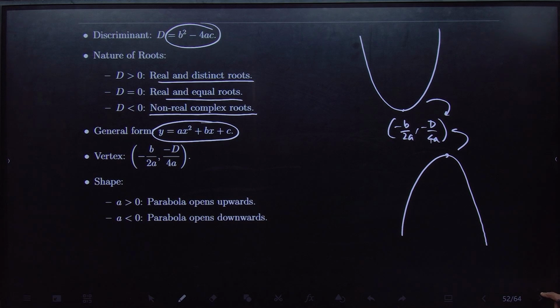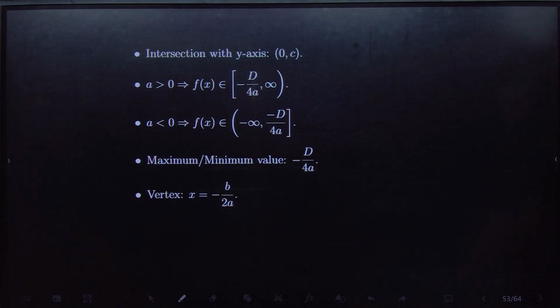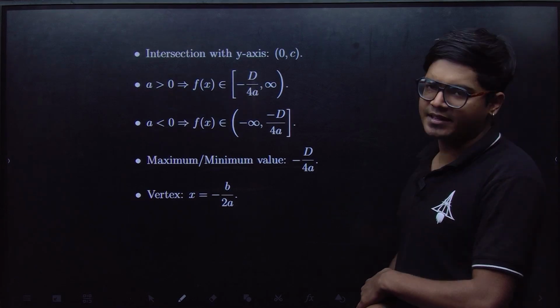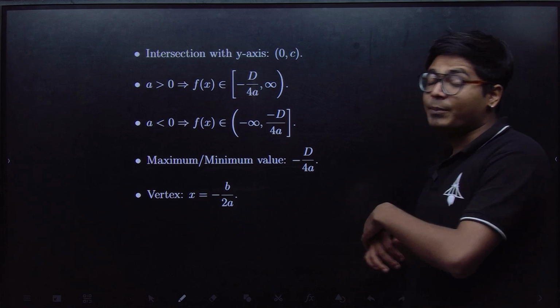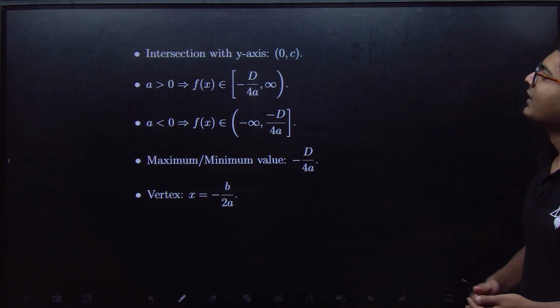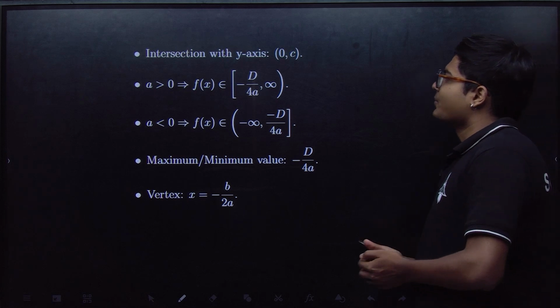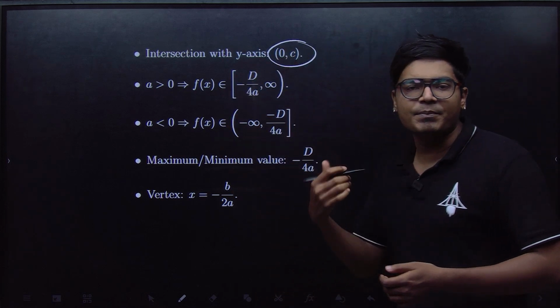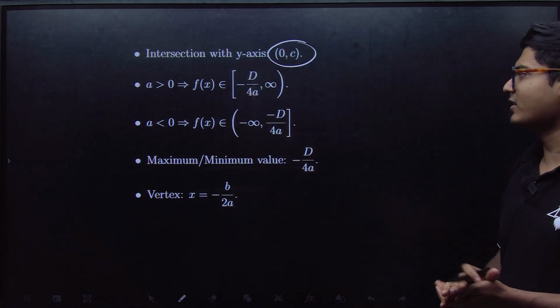The next thing is the intersection with the y-axis. The point where it intersects the y-axis is when you put the value of x as 0, so it turns out to be 0 comma c.